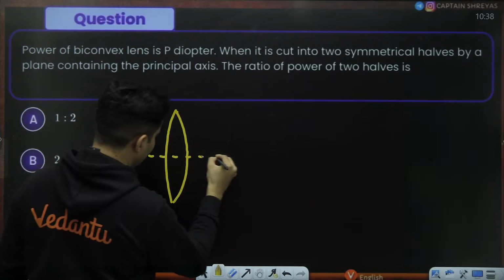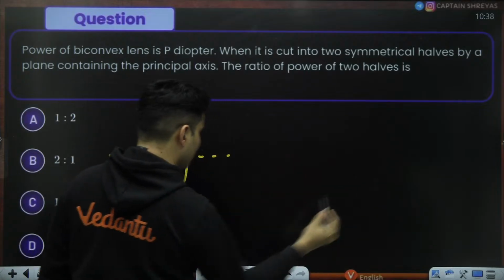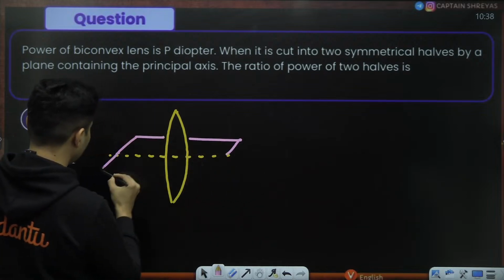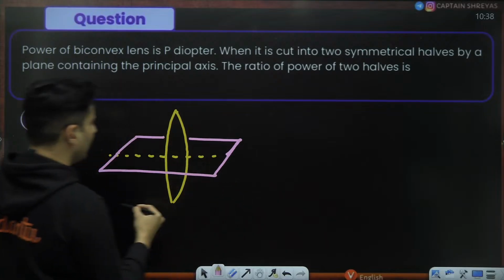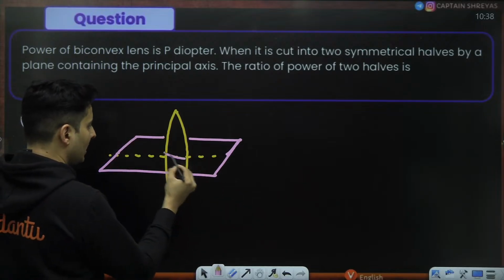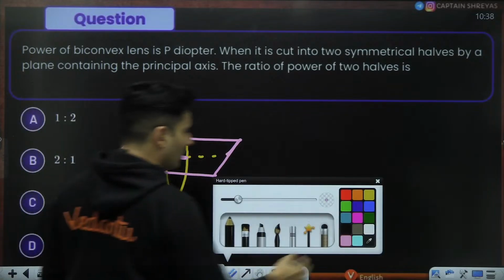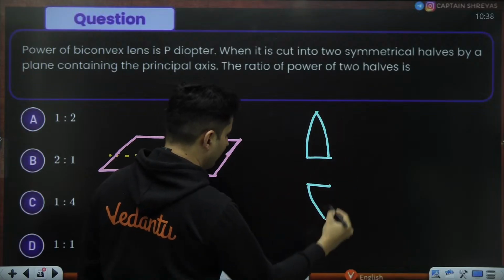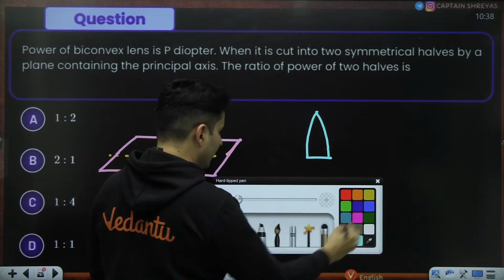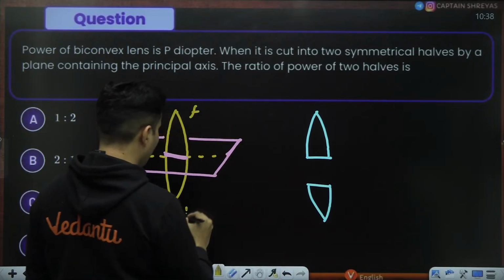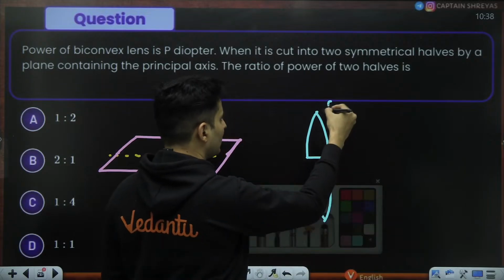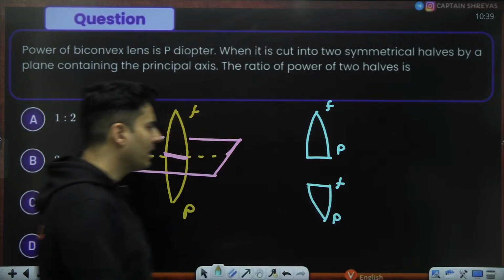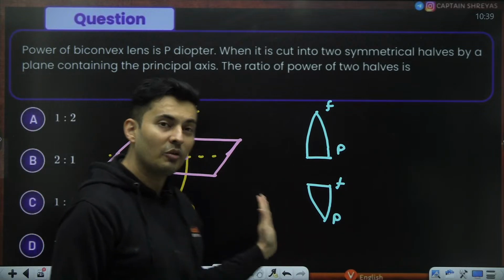This is your principal axis. There are multiple planes, but the plane which contains the principal axis means like this. So basically, I'm cutting this lens like this. So I'll be getting one half over here and the other half over here. If the original lens had a focal length of f and a power of P, then this new one will also have f focal length and power of P. It will not make any difference unless you cut it like this. You have not cut it like that.